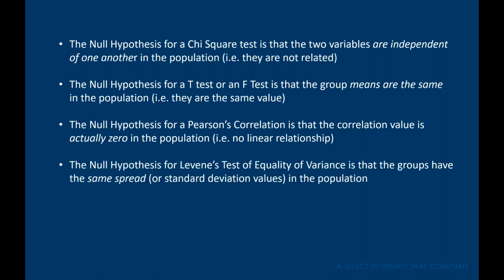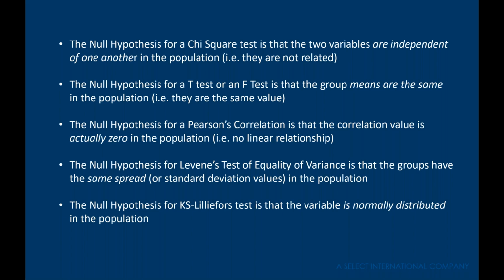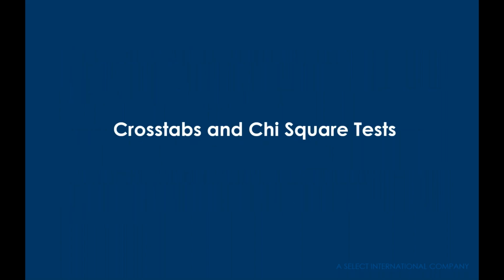It's actually zero. And then you can get stuff like Levene's test, where equality of variance is that the two groups have the same standard deviations, and the test for normally distributed data is that the variable is normally distributed. So you get this sense that every time you look up a statistical test, you have to say to yourself, well, what's the null hypothesis for that test? What am I actually testing? What am I actually assuming is true? So that's important.